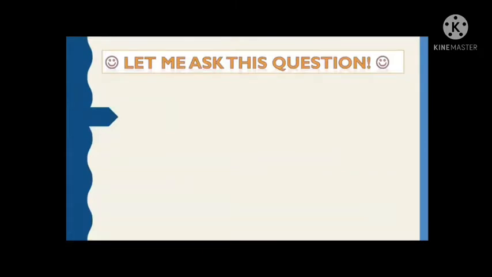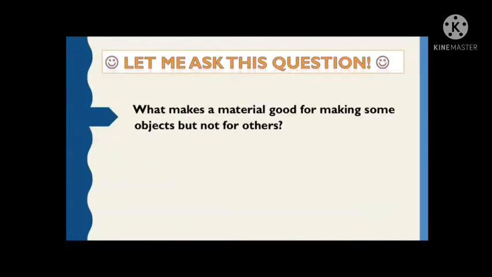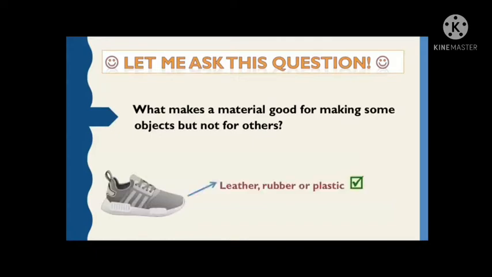But let me ask you this question first. What makes a material good for making some objects but not for others? Let me give you an example. Why do you think a shoe can be made of leather, rubber, or plastic and not metal? Take some time to think about it. Because of its properties.